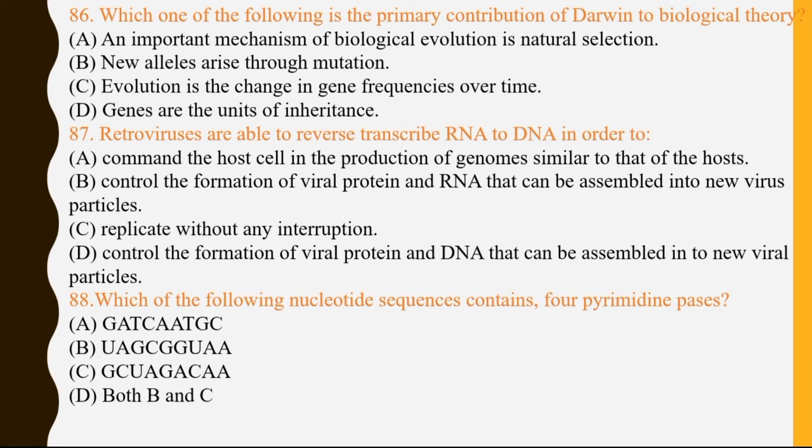Pyrimidines are basically thymine and cytosine, as well as uracil in RNA, but purines are adenine and guanine, in both cases in DNA as well as in RNA.